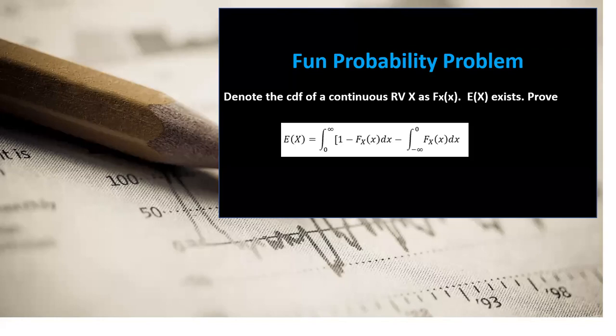What this problem tells you is, if I have a random variable X, a continuous random variable with a CDF of capital F of X, then we want to prove that the expected value of this random variable exists and can be represented using the CDF. Like I said, this is a very classical type of probability problem. A lot of textbooks always have this type of problem as a proof.